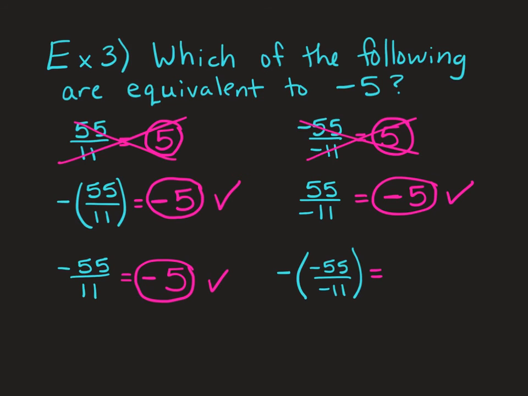Our last choice has lots of negative signs. So we have a negative outside of parenthesis, and so we'll work what's in the parenthesis. Negative 55 divided by a negative 11 is a negative divided by a negative, which is a positive. And 55 divided by 11 is 5. So what's in the parenthesis is a positive 5, but that negative outside it makes this a negative 5. Is this equivalent? Yes. So we have 4 choices that were equivalent to negative 5.